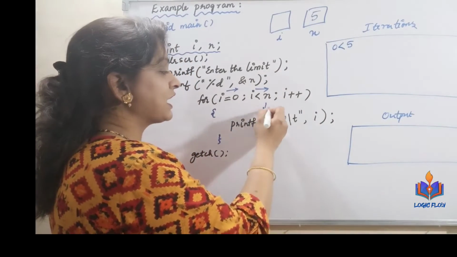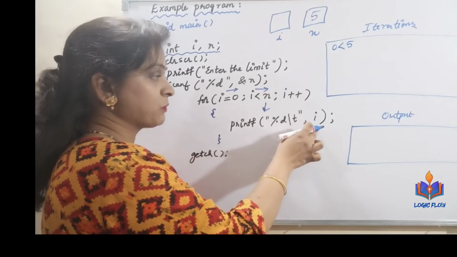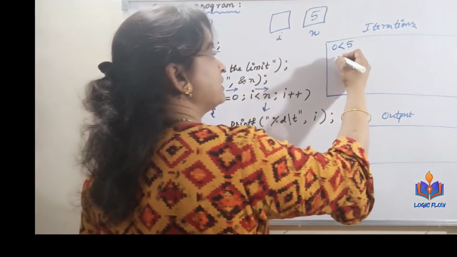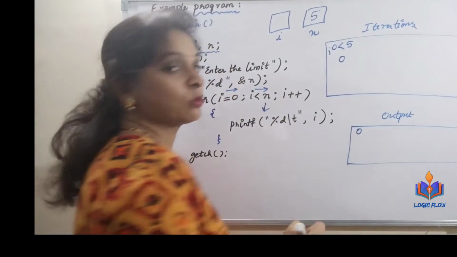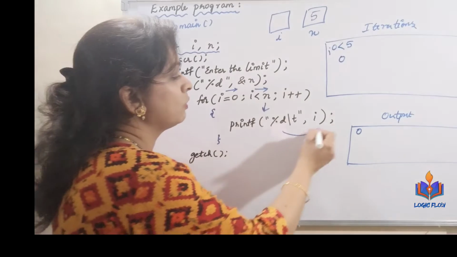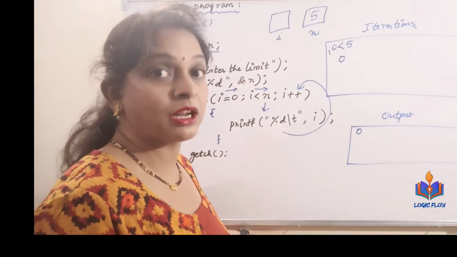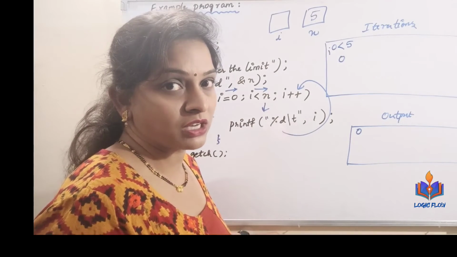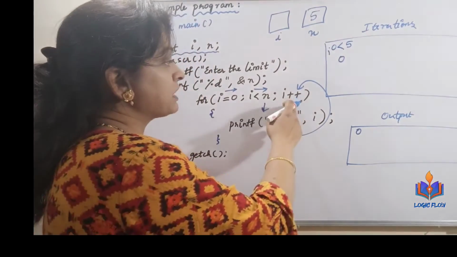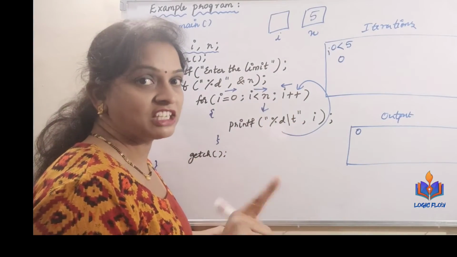So 0 less than n, which is 5: the condition evaluated as true. I need to get inside and execute this statement where I am trying to print the value of i. So the value 0 will be printed on my output screen. Then loop back. i gets incremented, i plus plus. What is the increment operator and how does it increment the value? Well, I've done that video, please do check it out in my playlist. So i plus plus, i equal to i plus 1. i is 0, 0 plus 1, it is 1.